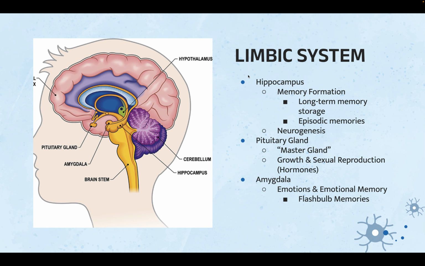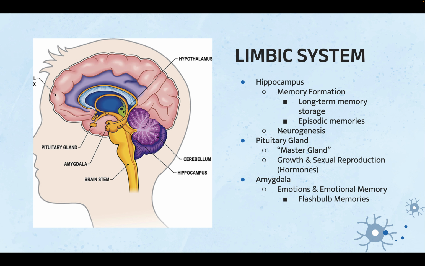The limbic system has the hippocampus, which is right here, the pituitary gland here, and the amygdala, among other parts. The hippocampus in specific is involved in memory formation. It helps store memories on a long-term basis from short-term memory. It deals with episodic memories, which are memories of really important, life-changing moments, like the day you found out you got into your favorite college.